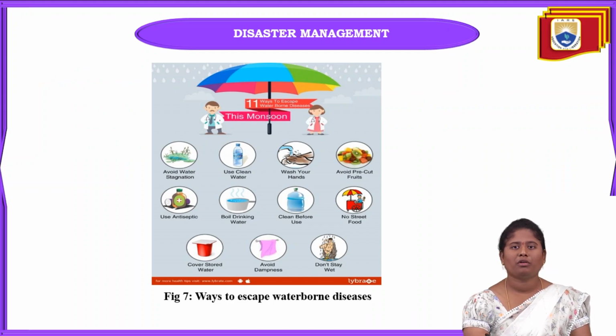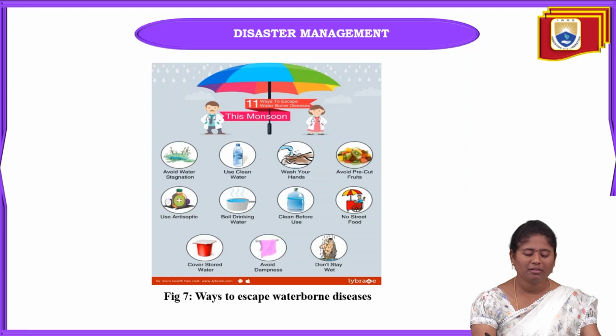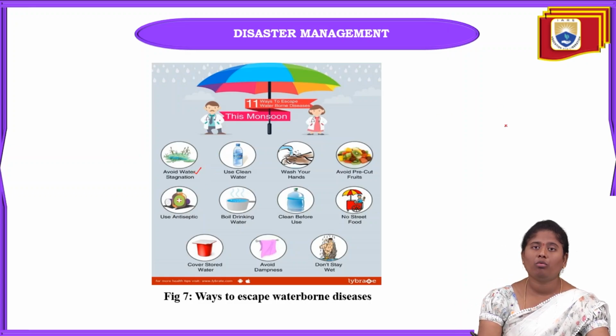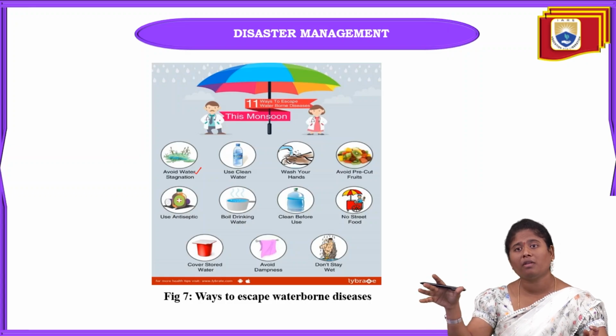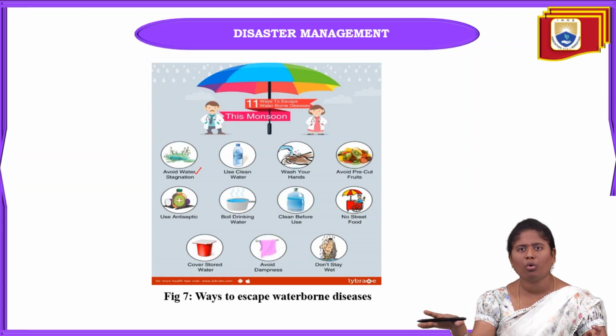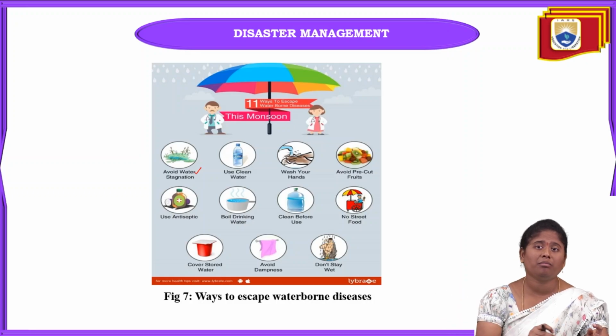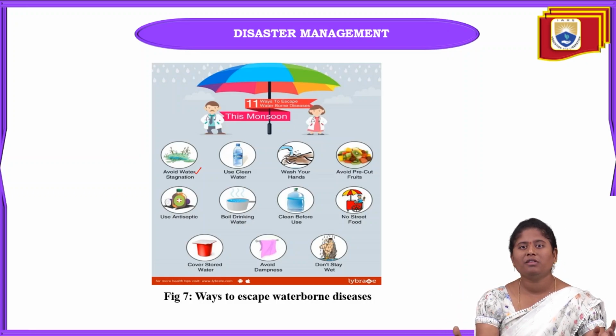And here you can see this is one of the ways to escape these waterborne diseases. First, we have to avoid water stagnation. Means near our houses or some other area, there will be some stagnation, or storage, of water. Contaminated water will be stored on the road itself, and we travel on that road. In that water, small mosquitoes will be there. If those mosquitoes come to our house and bite, automatically we will get dengue, malaria like that. So we have to avoid the water stagnation here.